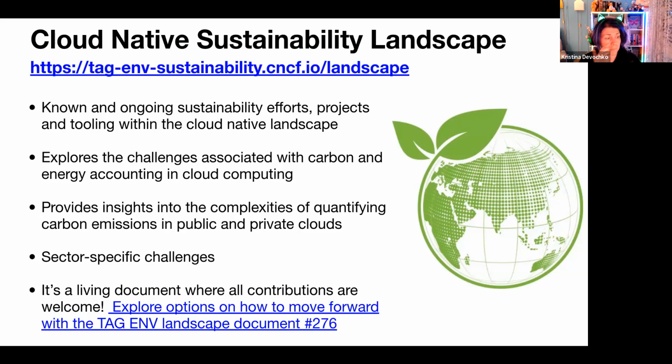There are also sector-specific challenges outlined in that document, and we are currently looking into finding core members who can take ownership of this landscape document and drive it further together with contributions from the community. There is also a separate issue on that where we would be happy to collect any feedback or suggestions that you may have around driving it further.